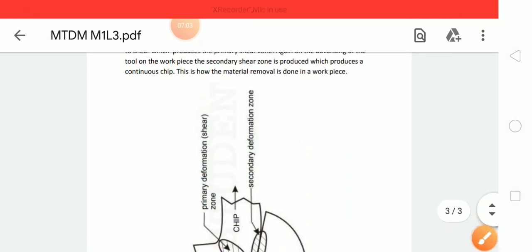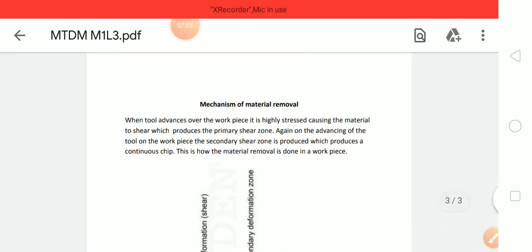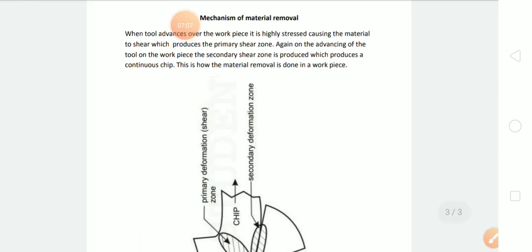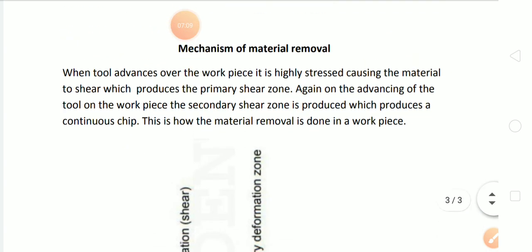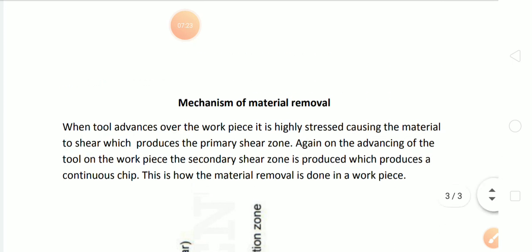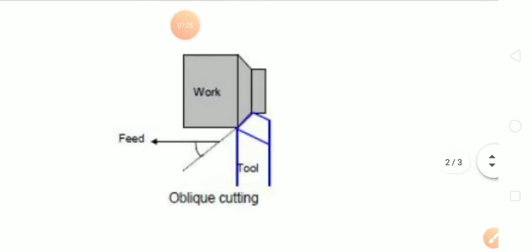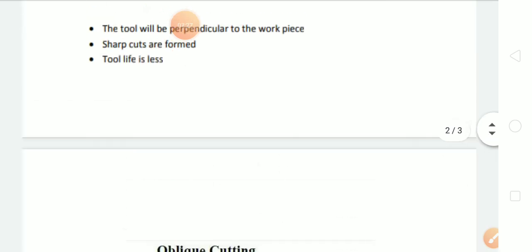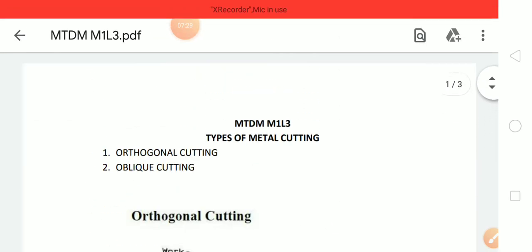I will discuss this in the live class once more. You can just read the sentence. When the tool advances over the workpiece, it is highly stressed, causing the material to shear, which produces the primary zone. Again, on advancing the tool on the workpiece, the secondary shear zone is produced, which produces a continuous chip. This is how material removal is done in a workpiece. Just go through the video and notes. I will discuss it in the live class.